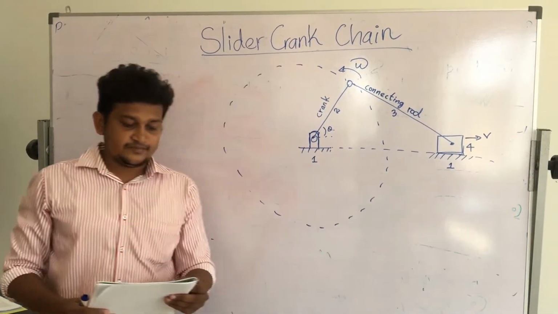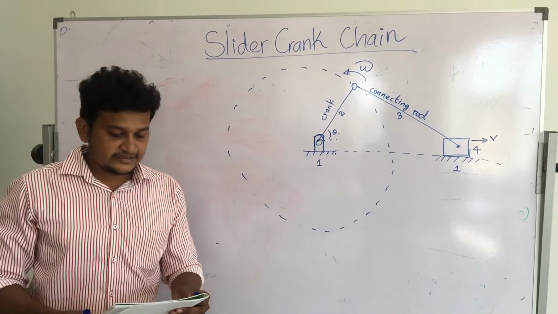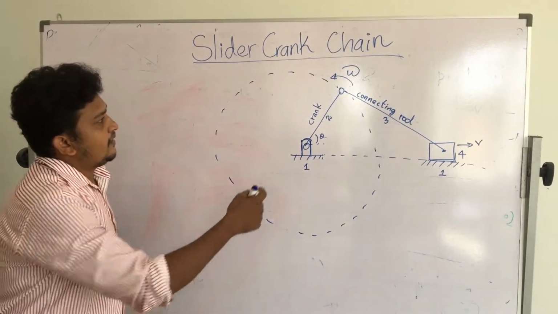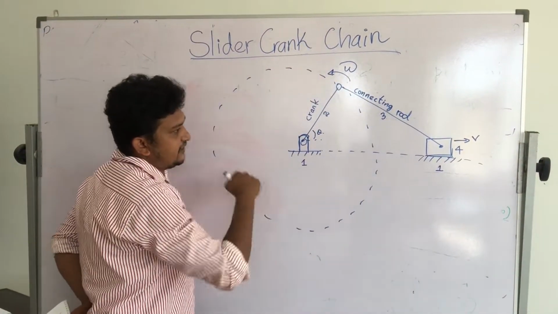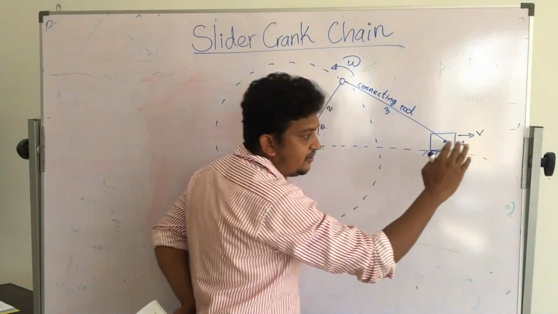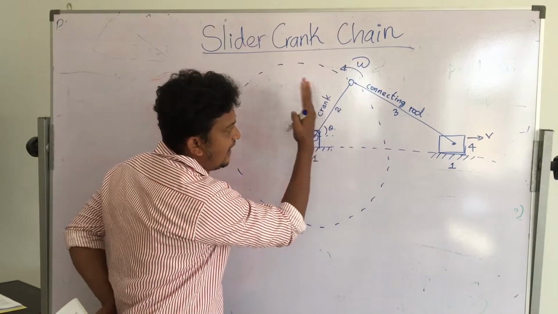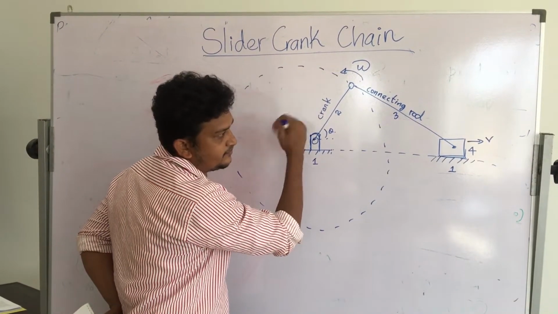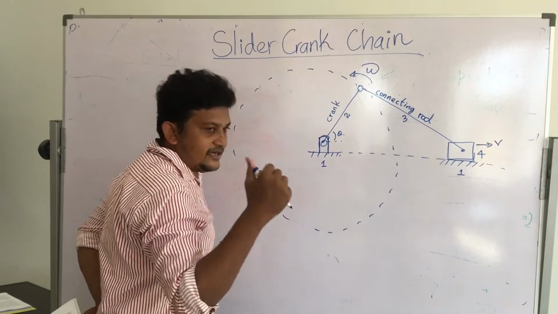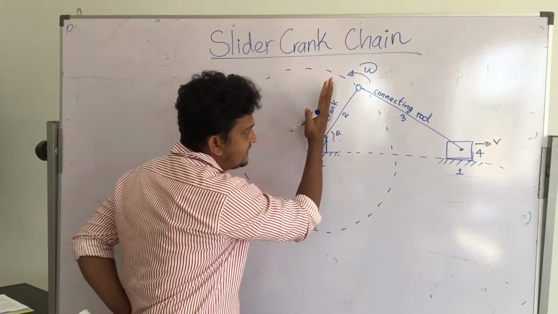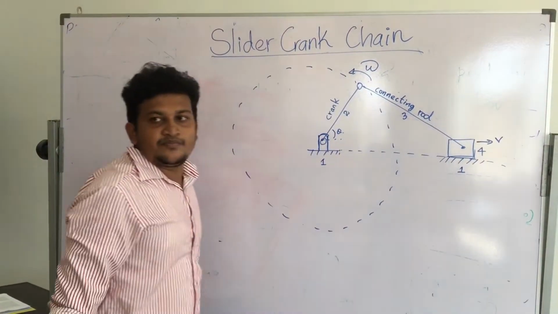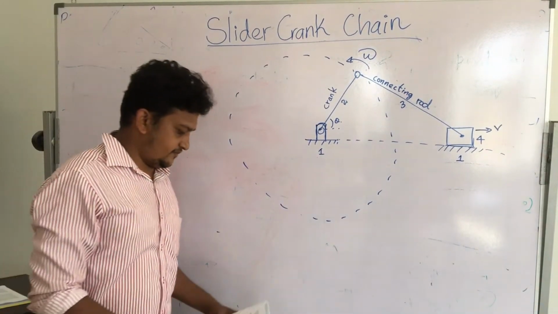Our second objective is to obtain the crank angle which corresponds to the maximum piston velocity. When the crank rotates at constant velocity, the piston velocity is going to vary. So our second objective is to find at what crank angle this velocity is the maximum. Clear? That is our second objective.